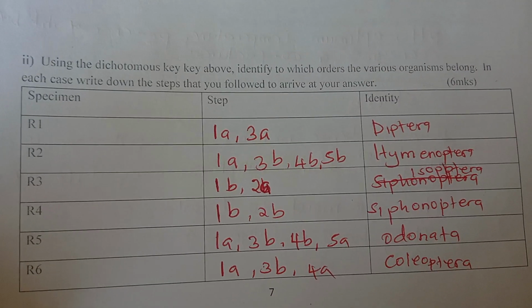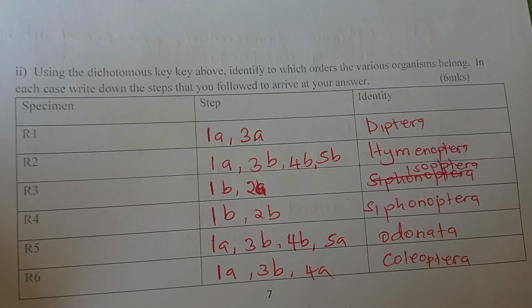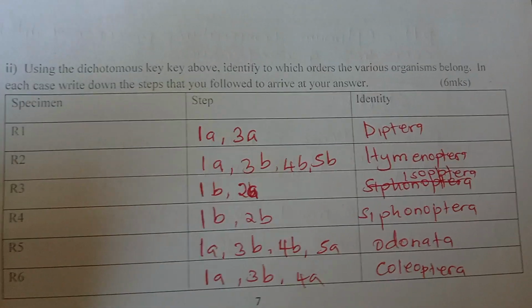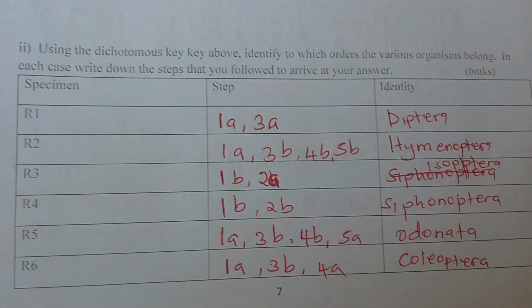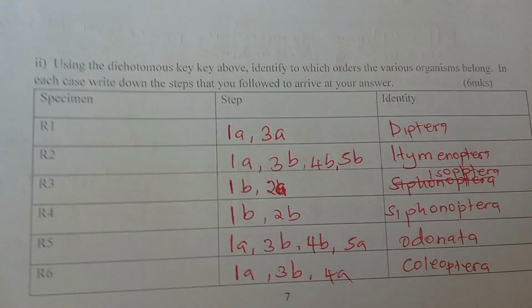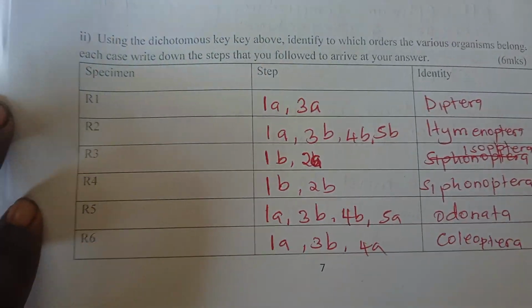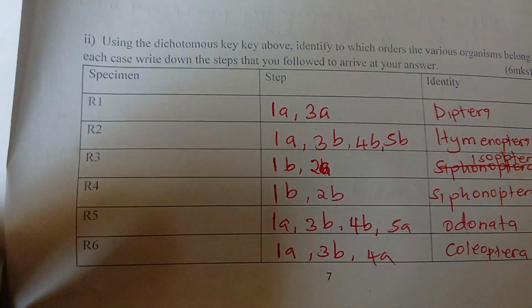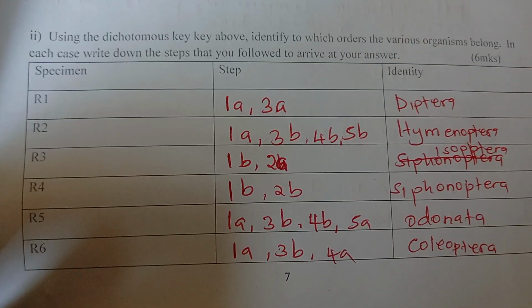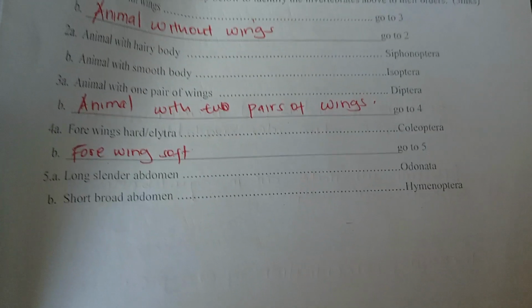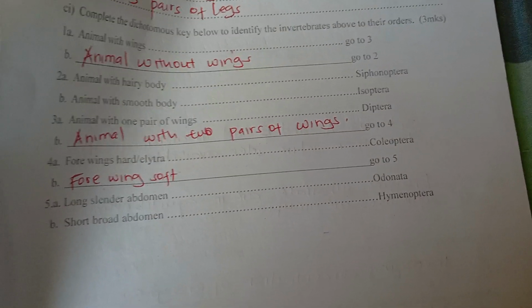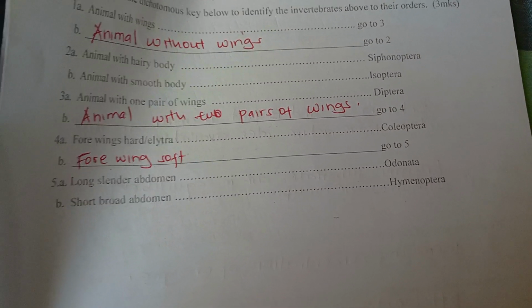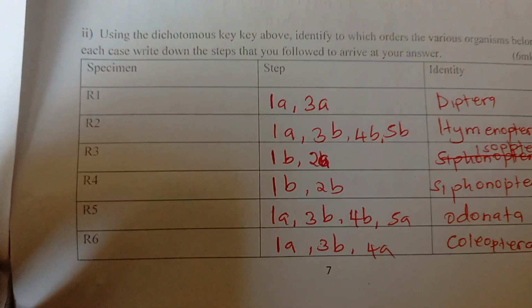So using the above dichotomous key, identify which orders these organisms belong to. So what you're supposed to do, you're supposed to look at the diagram of the organism and then look at the features that it has and then follow the dichotomous key to identify the steps. For R1, you use 1A, that is animal with wings. Then it tells you go to 3, so you go to animal with one pair of wings. It has one pair of wings, and that is why we qualify it as Diptera.